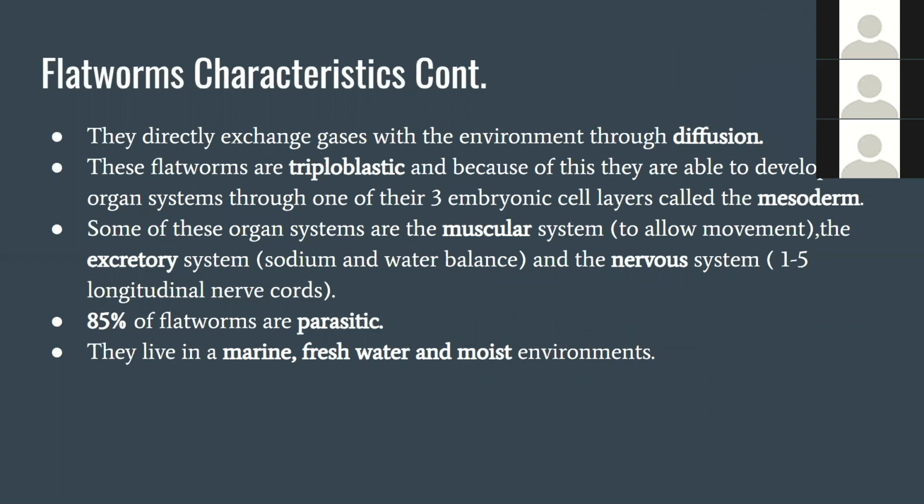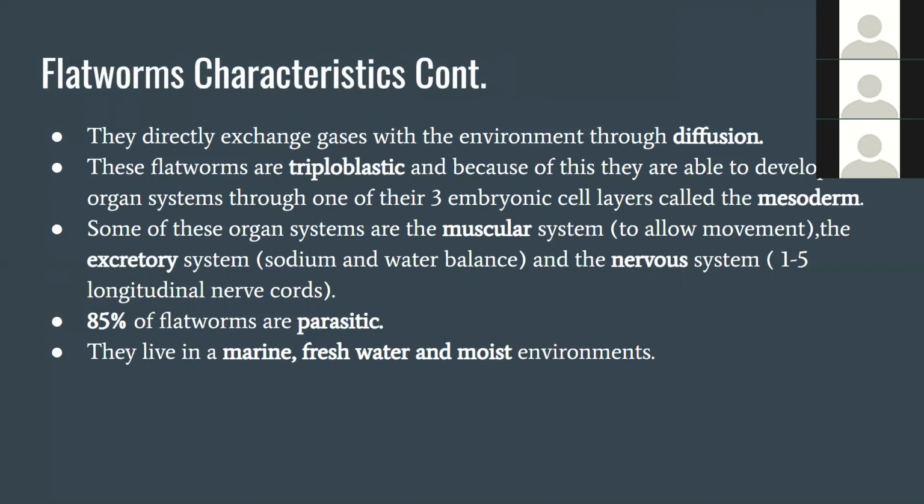Some more flatworm characteristics. They are able to directly exchange gases with the environment through diffusion. These flatworms are also known to be triploblastic because they're able to develop organ systems through one of their three embryonic cell layers, which are the ectoderm, mesoderm, and endoderm. The mesoderm layer is the layer that helps them develop their organ systems.